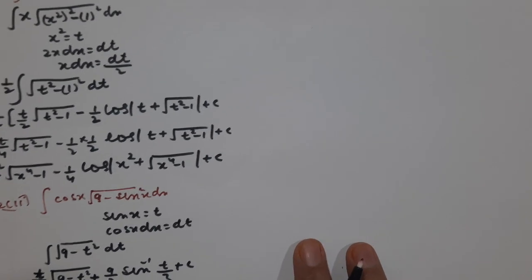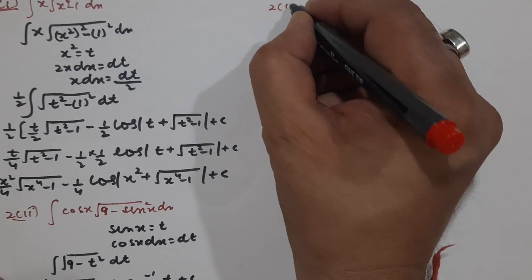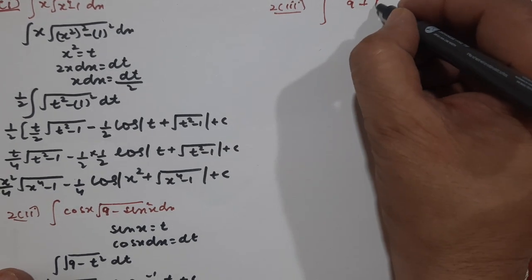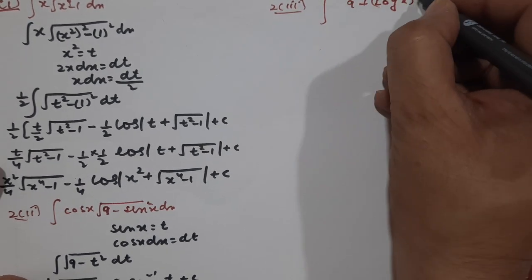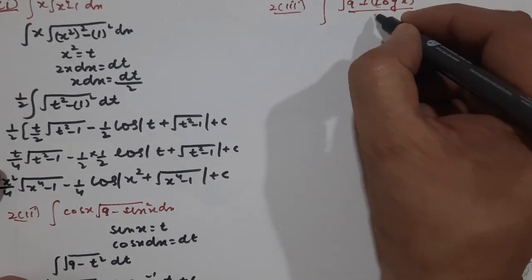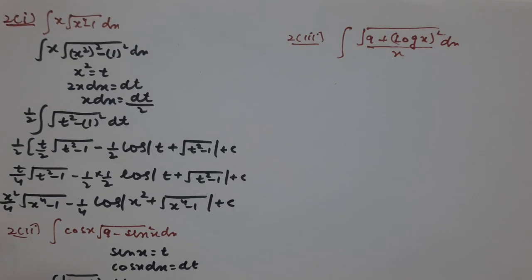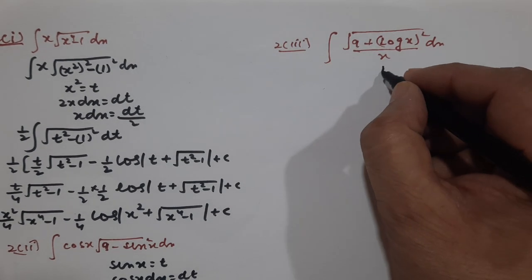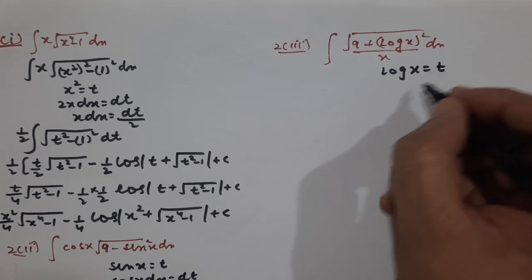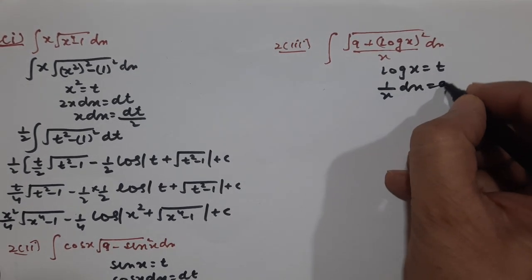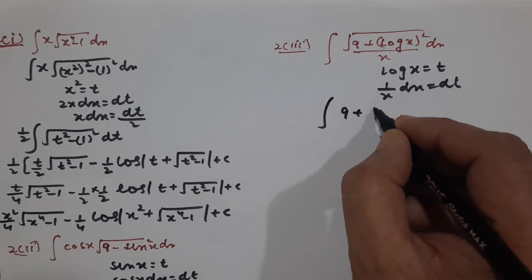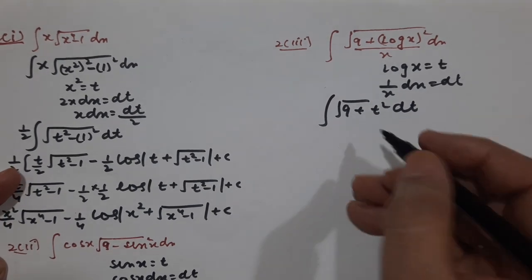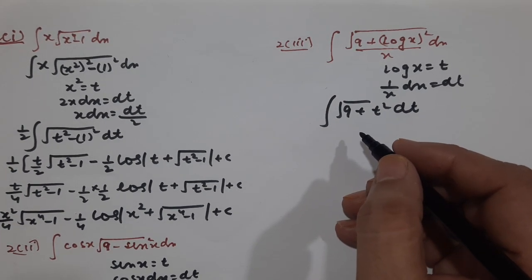Now let us do the third part of the second question. So the question is under root 9 plus log x whole square upon x dx. This is the question. So students, here also by looking at the question we will know what we have to put. So putting log x equal to t, so we get 1 upon x dx equal to dt. So our question becomes under root 9 plus t square dt. Now here we shall use the formula a square plus x square.